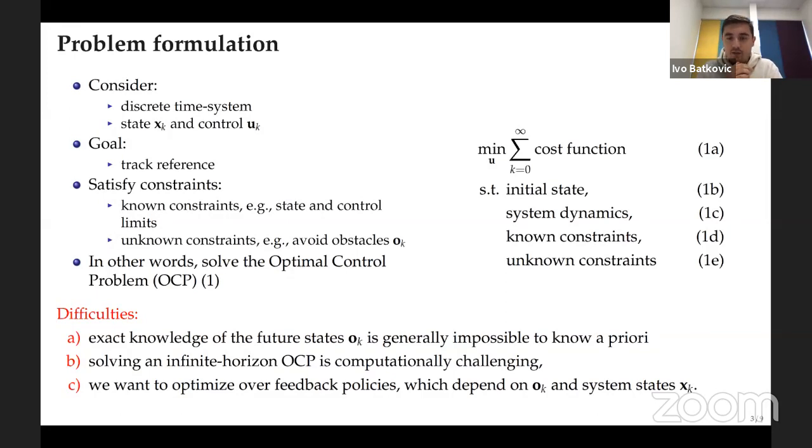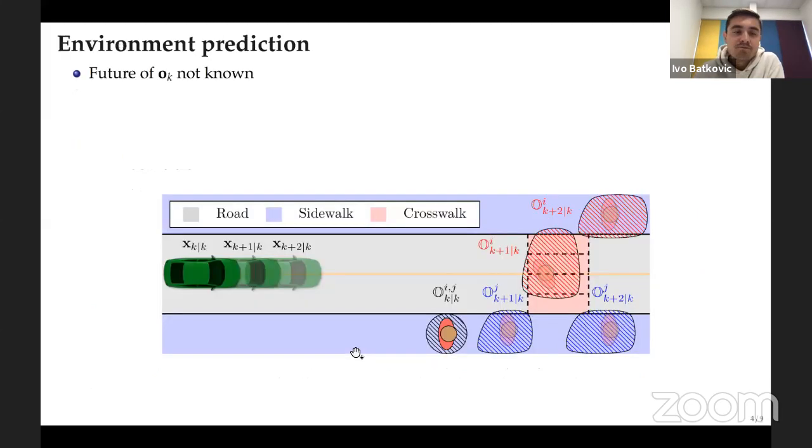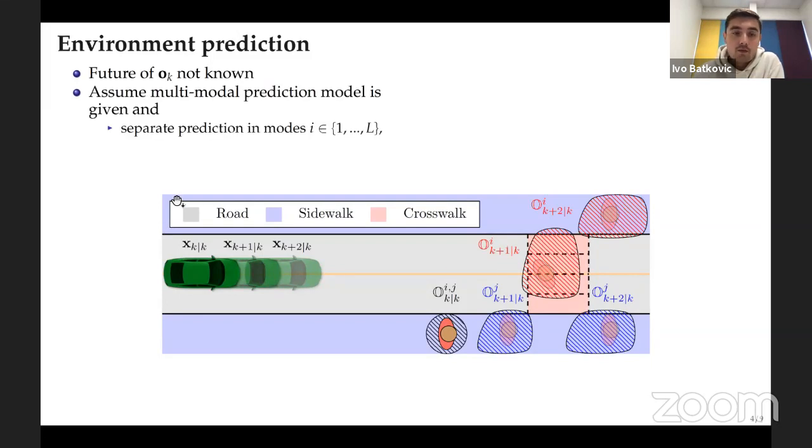So to address these issues, I'll first go through how to handle the future states of the obstacles. As I said before, the states are not really known. So what can you actually do? Well, one thing to do is you can assume that you can generate some kind of prediction models. As you can see in this previous case as well, you have a measurement of a pedestrian, and you can assume that you know some kind of underlying dynamical model. And then you can model that, well, I believe that the pedestrian might either go straight or turn left. We assume that this model is given to us, and we can also separate this into different modes.